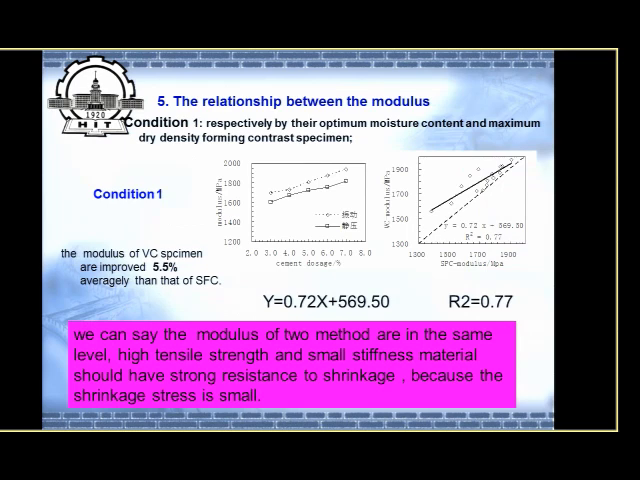We have done some tests of the modulus at condition 1. There is a linear relationship. We can find that the modulus is improved by only 5.5%, very small. We can see they are in the same state.